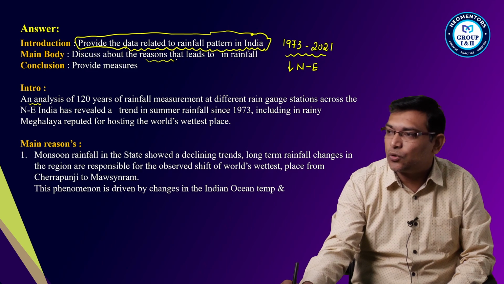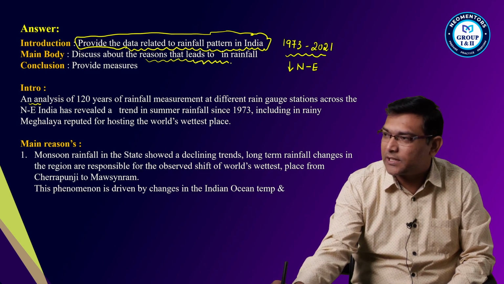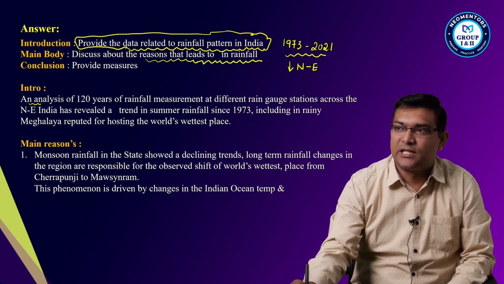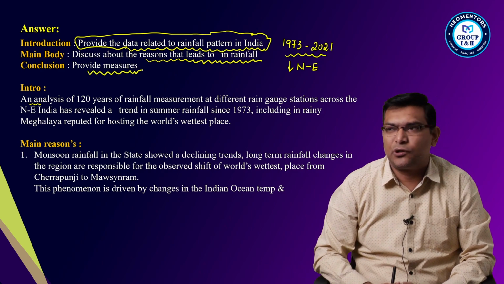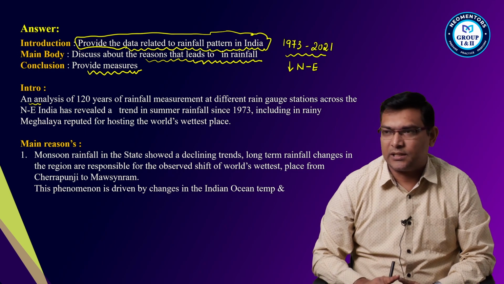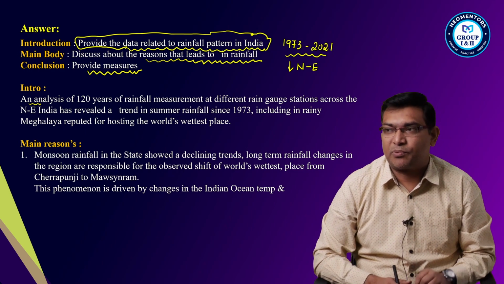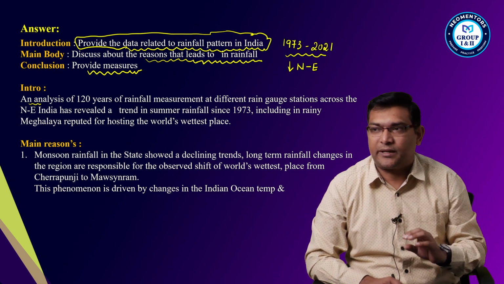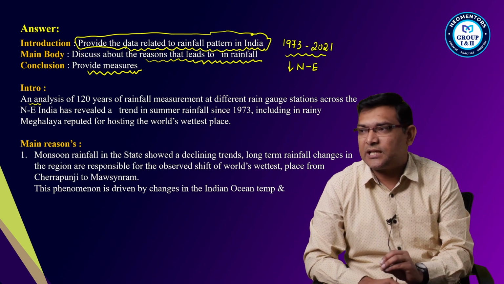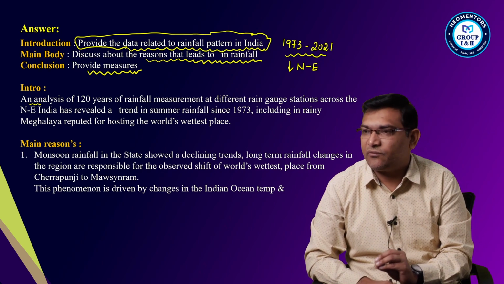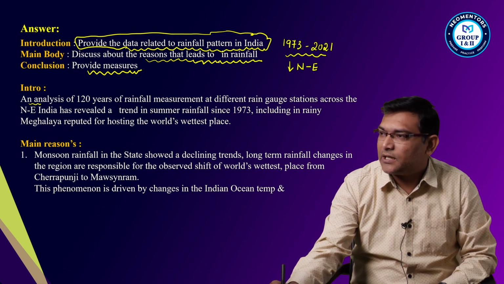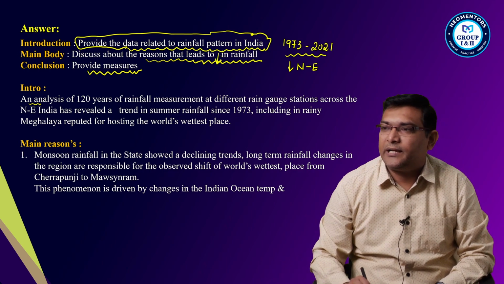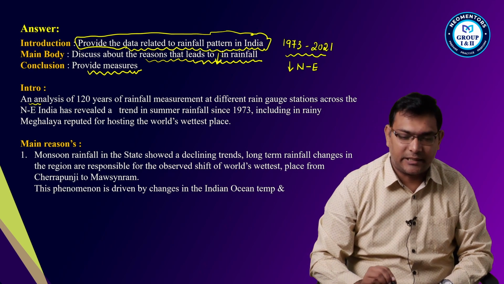Reasons for why they are declining, what are the reasons for its declination, and provide some measures regarding it. So this is about your question and this is the structure of the answer. Provide the data related to the rainfall pattern in India, discuss the reasons that lead to a decrease in the rainfall, and provide some measures regarding it.